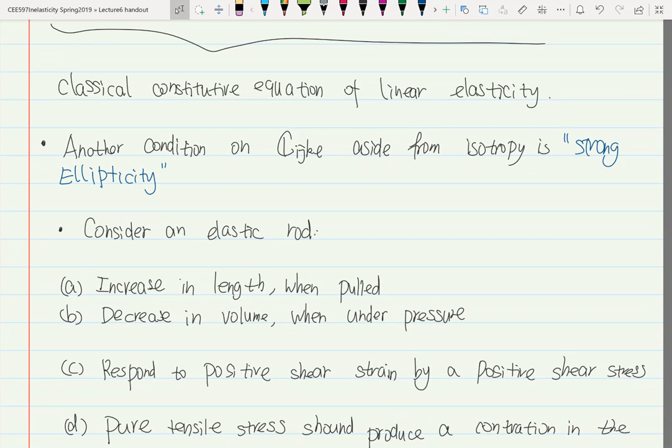So if you consider an elastic rod, okay, strong ellipticity tells us that if you pull, then you will increase the length of this elastic rod. Okay, so that is related to the Young's modulus or the elastic modulus that you have. Because the elastic modulus is bigger than 0, when you pull this elastic rod, the length would increase. Okay, and then second, if you're under some pressure, then the volume would decrease. That is because your kappa is bigger than 0, where this is the bulk modulus.